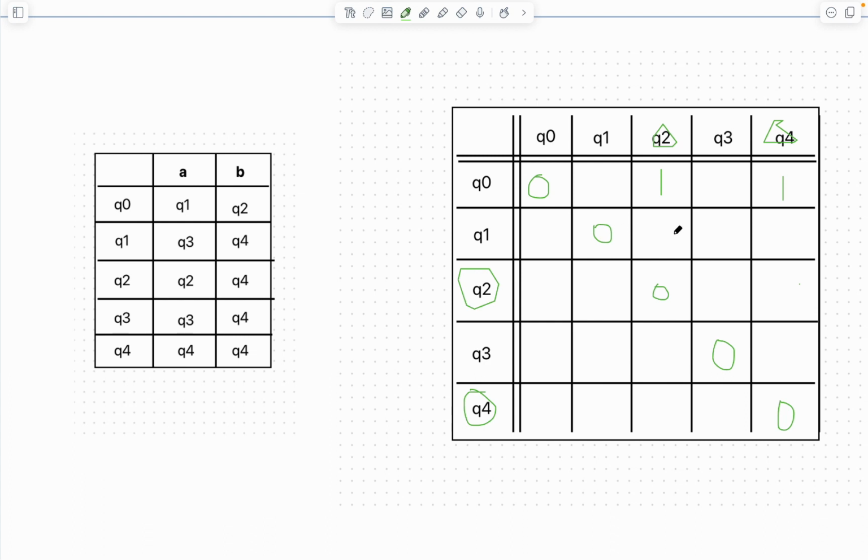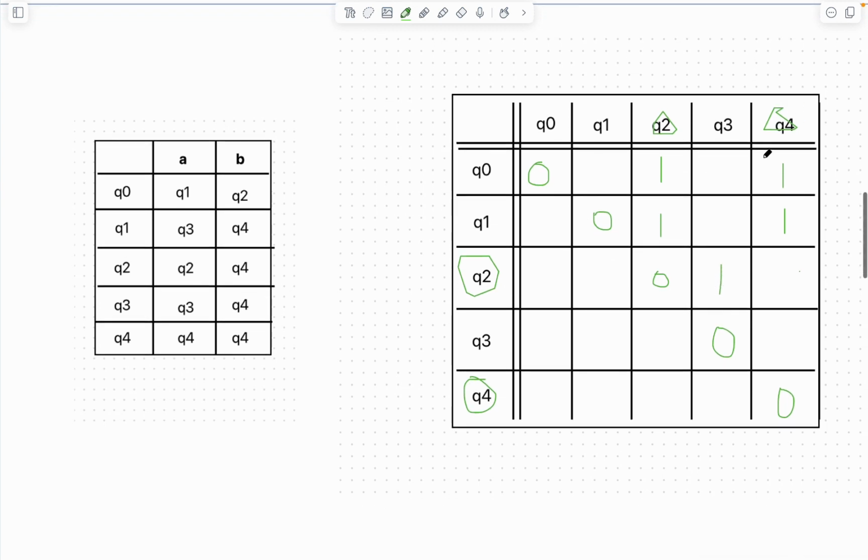Now Q1, Q2, again non-final and final, so we mark it as 1. Q1 and Q3 both are non-final, so we don't do anything. And then Q1, Q4, again they are distinguishable, so we mark it as 1. Now Q2, Q3, again final and non-final, so we mark it as 1. Q2 and Q4 both are final, so they are indistinguishable and we don't do anything. Now Q3, Q4, again non-final and final, so we mark it as 1.